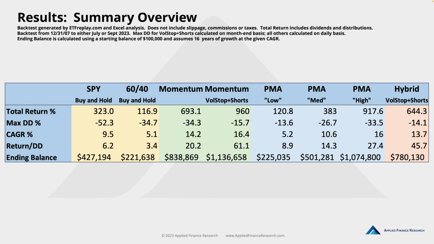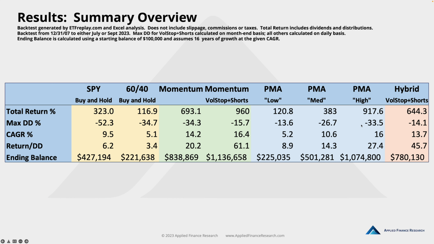Now, if we did want to compare this to the S&P, we're at about half of the return. So that would be 5.2% for PMA and 9.5% for S&P, but on only 1/4 of the drawdown, which is why this version of the PMA system has a return to drawdown that's roughly 40% better than SPY. Here we're at 8.9, SPY is at 6.2.